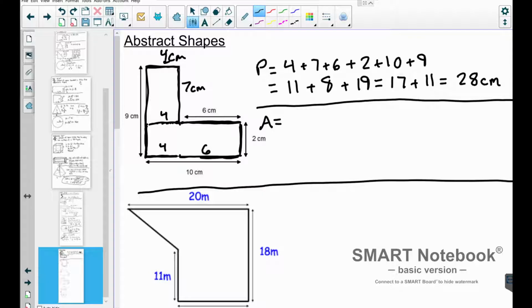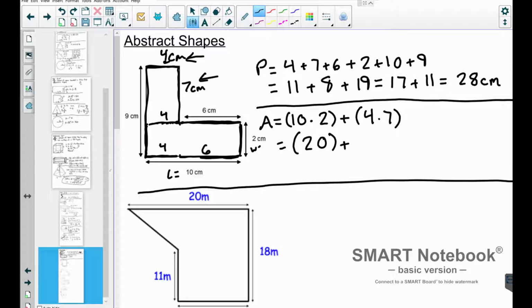So our length of this bottom one is 10, and our width would be 2. So we have 10 times 2, but we want to add that to the area of the other. And up here we have 4 and 7 as our length and width. So we'll say 4 times 7. And it's as simple as multiplying together and adding them. So 10 times 2 is 20, plus 4 times 7, 28, giving us an area of 48 for this entire shape.